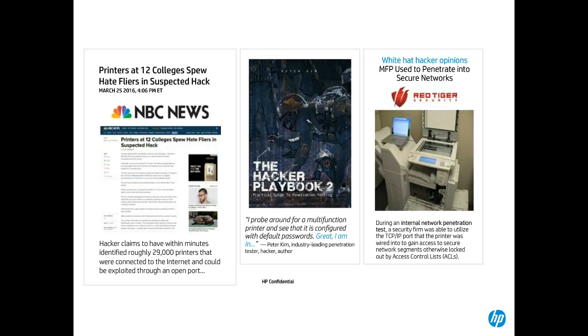Now, Peter Kim has written extensively in the Hacker's Playbook about how it's real easy for him to probe around, find a multifunction printer, and then he knows he's into the environment. So this really becomes important that we look at all aspects of what's going on, what are the trends, and then protecting for those trends as we move forward.